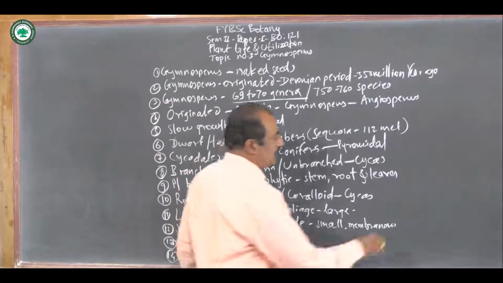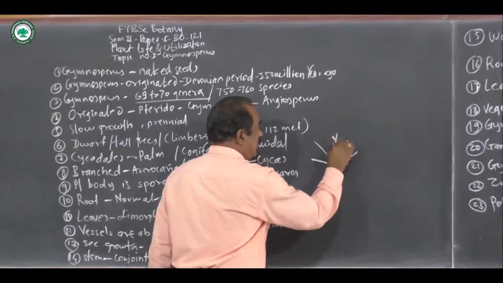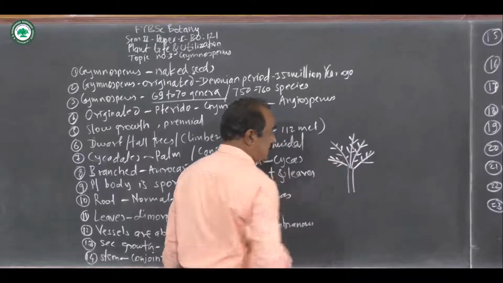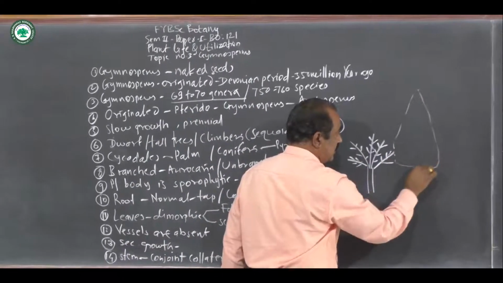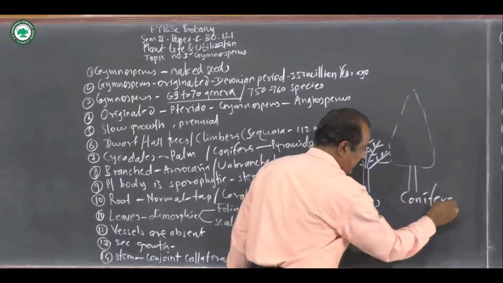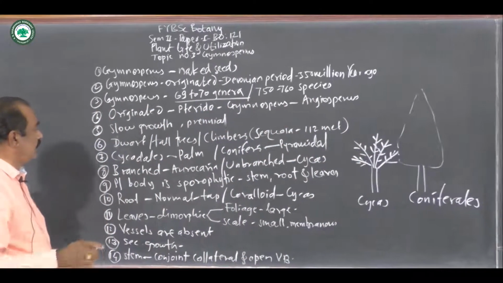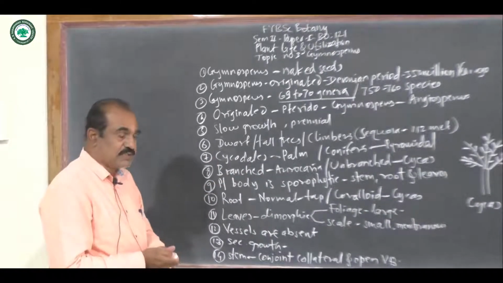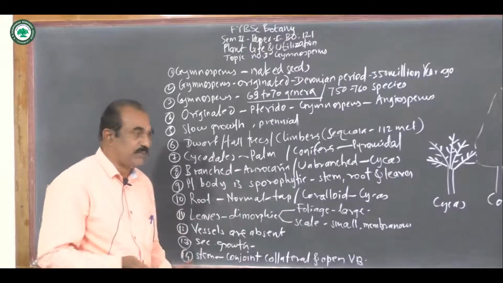For example, cycadales show this type of structure. This is the structure of the cycas, and in coniferales, the structure is pyramidal in shape, like this. This is the cycas or cycadales, and this is the coniferales. They are pyramidal in shape. Now, profusely branched structures are also there. For example, Araucaria. It is a very tall tree and it shows profuse branches.